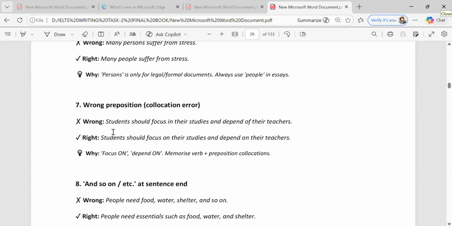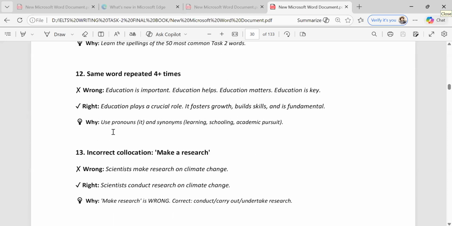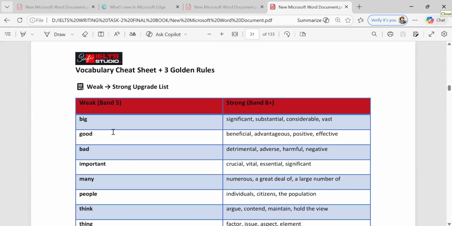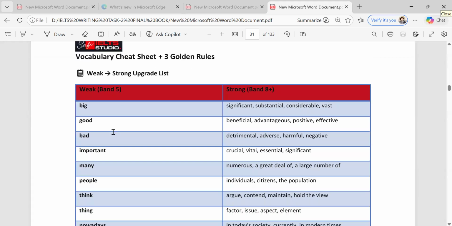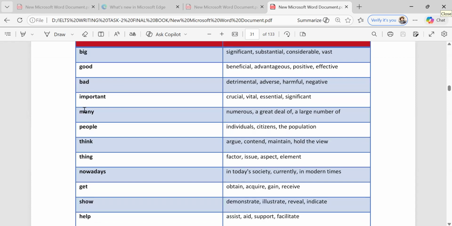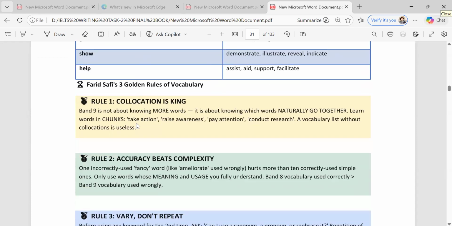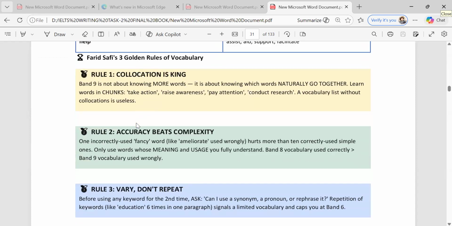And there are some common mistakes that you make, clear. So I have written there. You can go through it and it will really help you out. And this is the thing: Band 5 students and Band 8+ students never use big, good, bad, important, and many. For that, I have given you what? These are the synonyms that you people can use more. So these are clear golden rules for vocabulary.